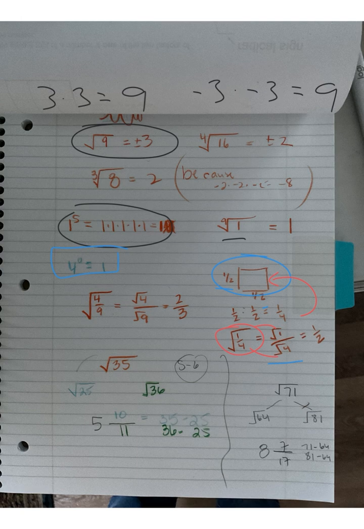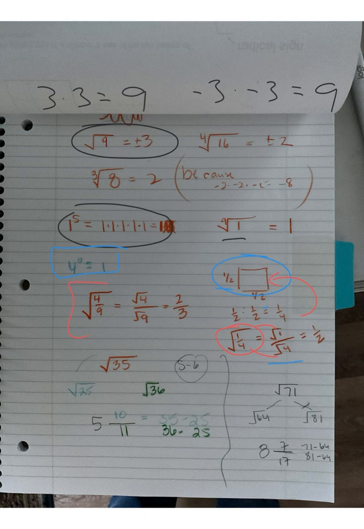So then we came back over here. We had the square root of 4/9, broke it up into the square root of 4 divided by the square root of 9, and we got 2/3. And then we came down to this problem. I'm going to pause it and we'll be right back.